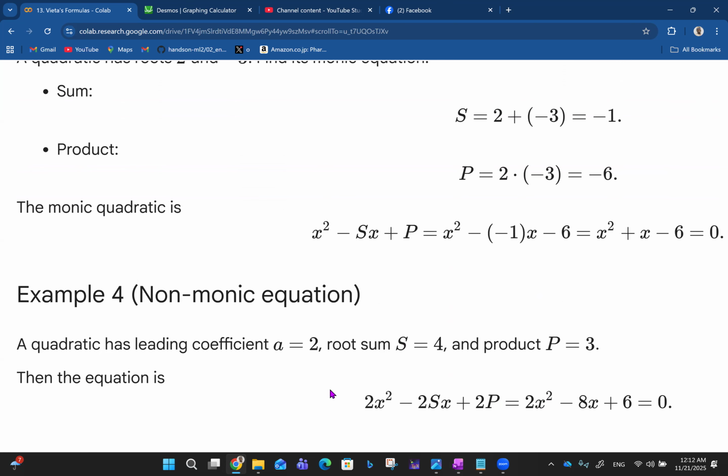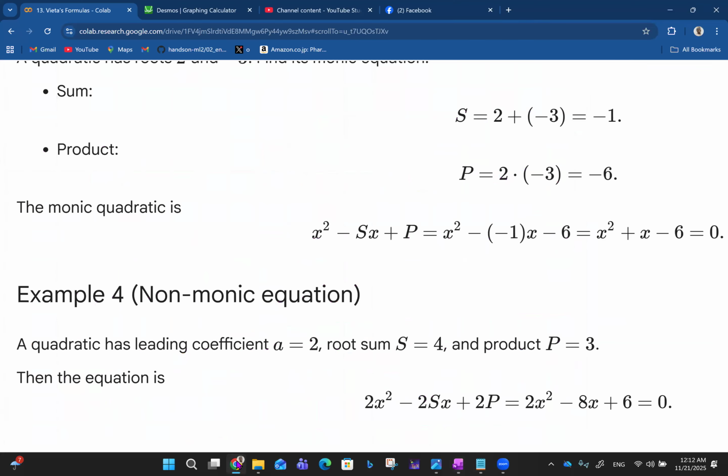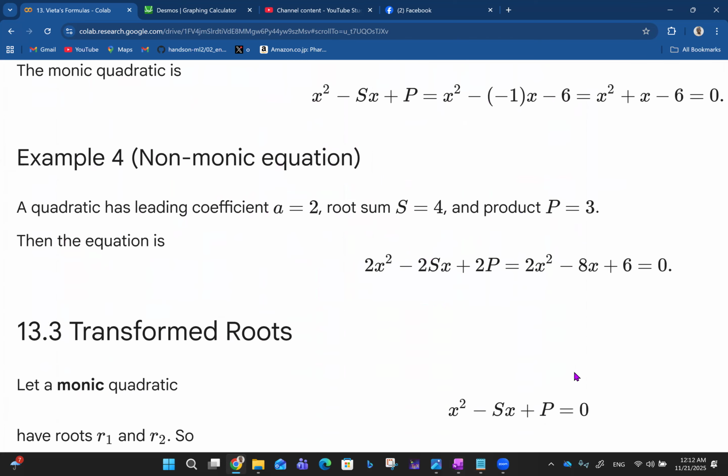So in this case now, just like what I did over here, you just have to multiply each part by a, everything multiplied by a like that. So if you are given a and you're given the sum and the product of the roots, then you have the general thing multiplied by that a.